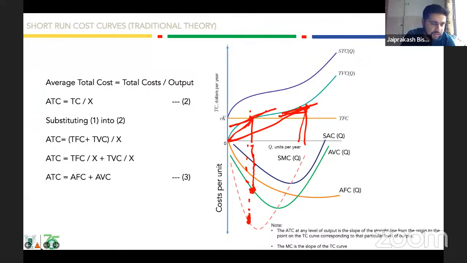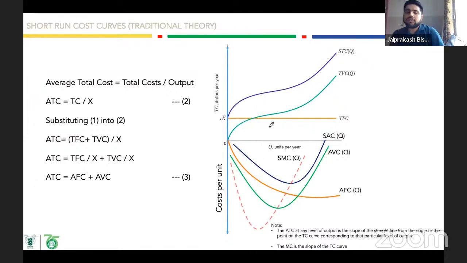I think I have to erase. Okay, so this way we can compute the average fixed cost, average variable cost and marginal cost from this total cost curve. Marginal cost is the slope of your total cost curve, and the average cost at any point of output is the slope of the straight line from the origin, not the slope of the TVC curve. Okay.